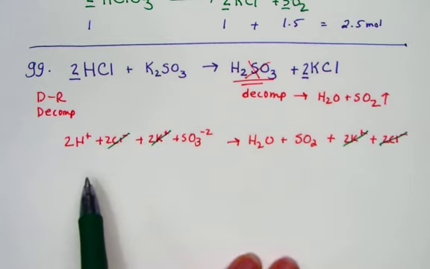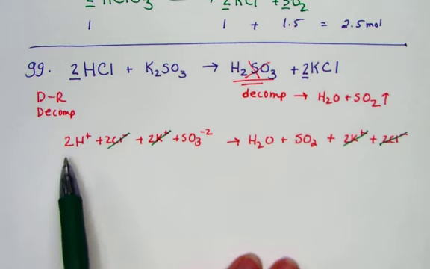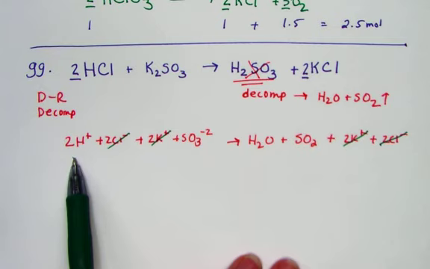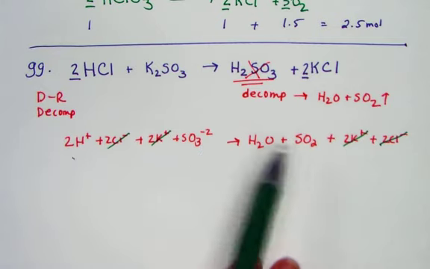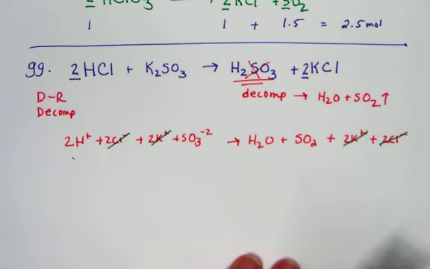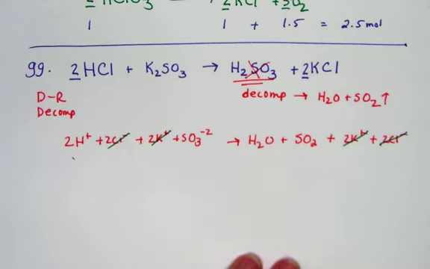This particular net ionic equation has 2 units of hydrogen ion plus SO3 minus 2 forming water and sulfur dioxide. The spectator ions we're showing are the potassium ion and the chloride ions.